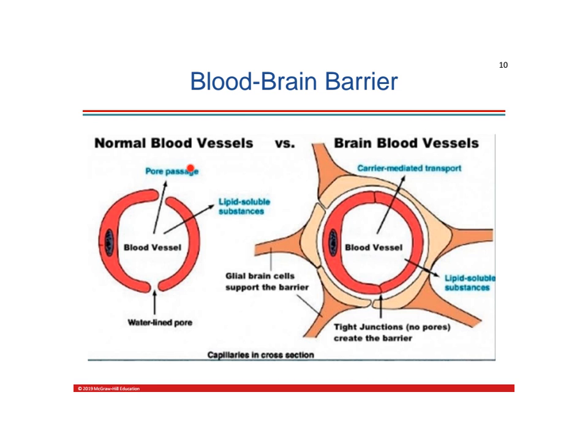So this is a picture of a normal blood vessel, where many of them are quite porous. So you have these water-filled pores. This would allow for many substances to pass through quite easily. Here's a picture of the blood-brain barrier. You have tight junctions, so nothing is allowed to pass through paracellular between the cells. And you also have these glial brain cells that are helping to support the blood-brain barrier.